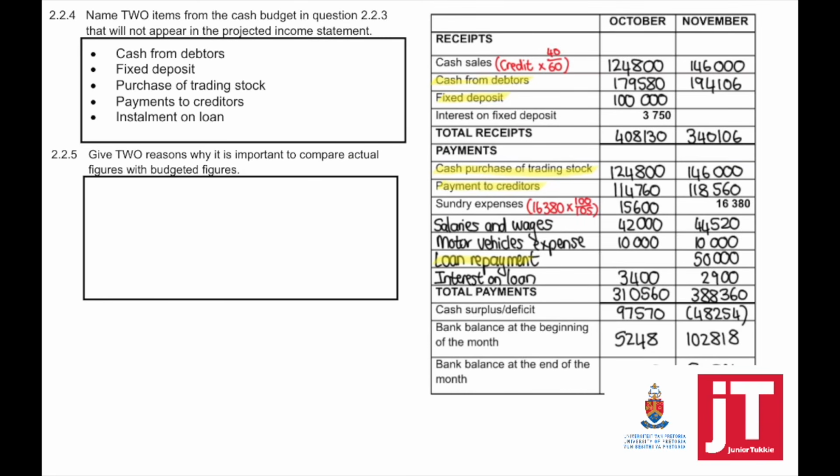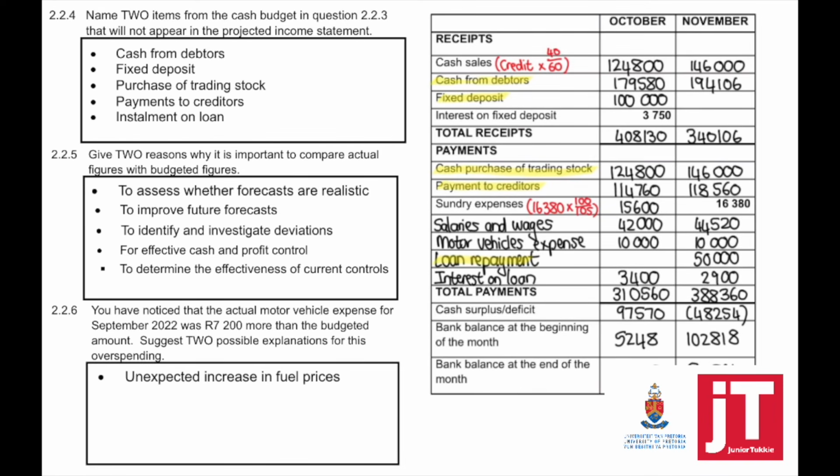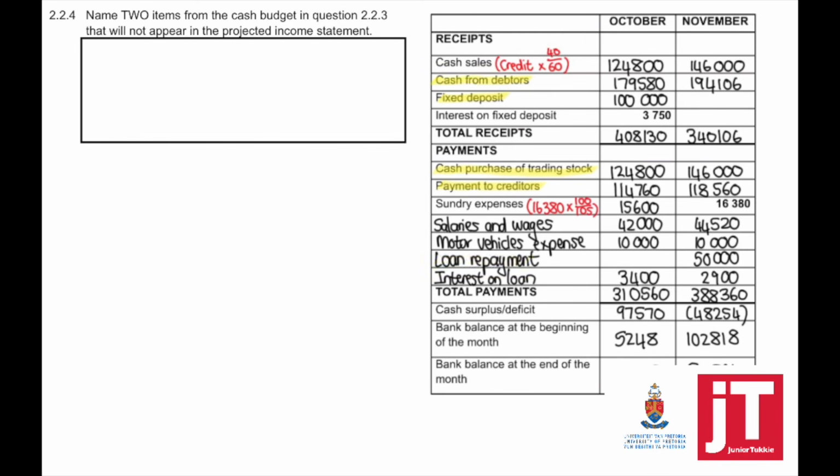2.2.5. Give two reasons why it's important to compare actual figures with budgeted figures. To assess whether the forecasts are realistic, to improve future forecasts, to identify and investigate if there's any deviations, for effective cash and profit control, to determine the effectiveness of current controls. So these are all options that you could have written. Then number 2.2.6, sorry about that.